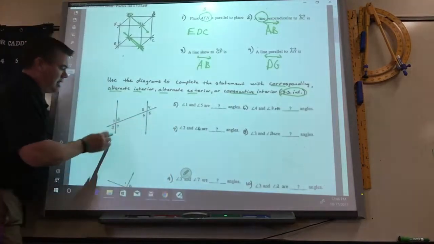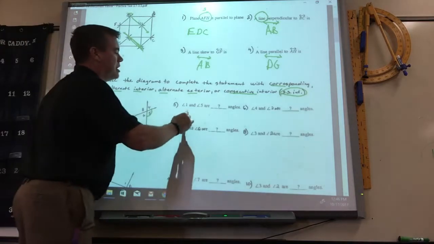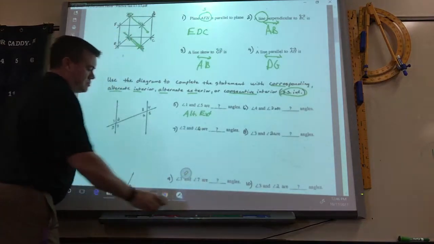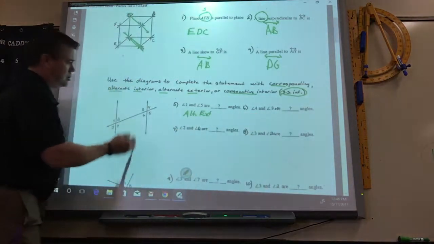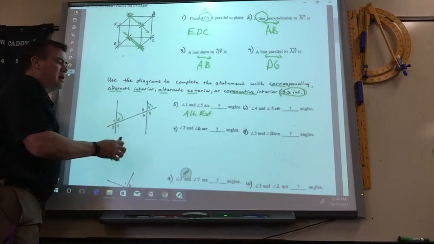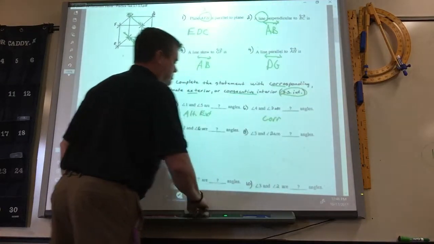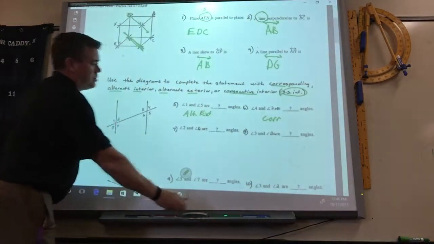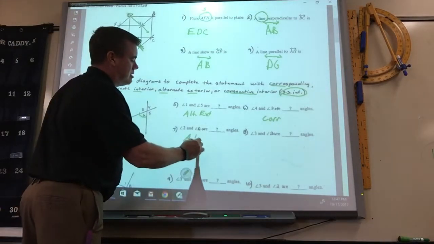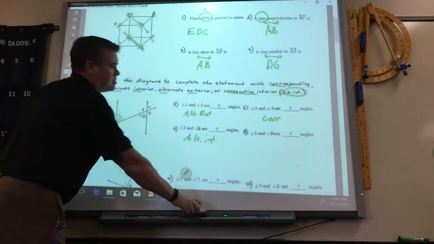So 1 and 5. Here's 1, there's 5. Alternate exterior. 4 and 2. There and there. Corresponding. Corresponding means same position. 2 and 6. Alternate interior, because they're inside and they alternate sides.